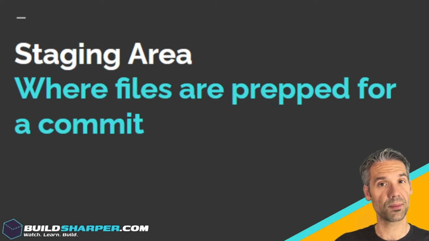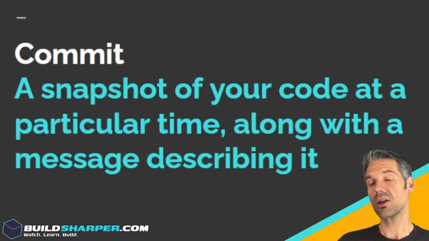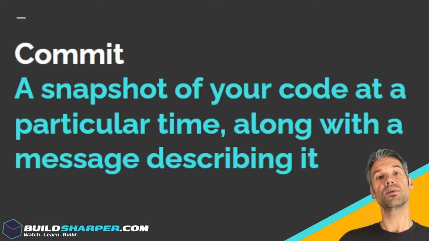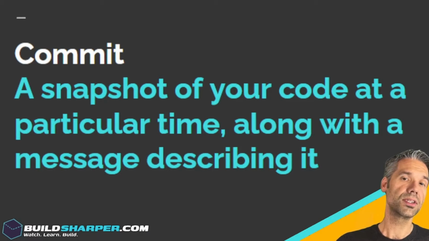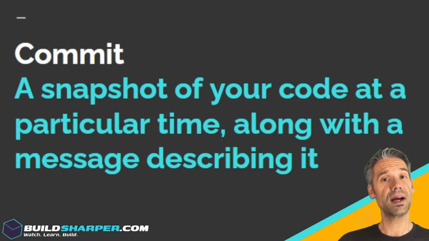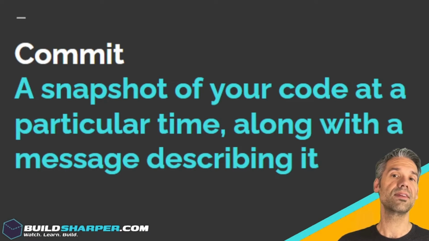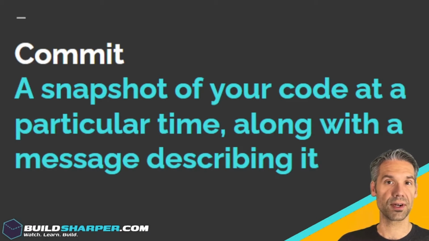So of course the next term we're going to cover is a commit. This is a snapshot of your code at a particular time along with a message describing it. As I said, with a staging area, we're selecting those files that are going to be included in the next push to the server. This bundle of files is called a commit, and with each commit you have to give it a description to label that commit. So that's the message that this is referring to.